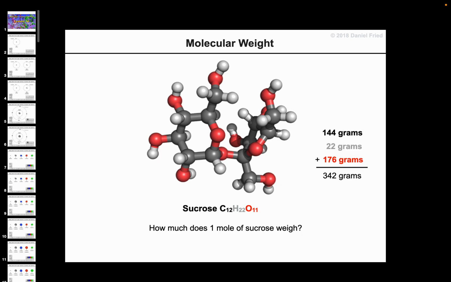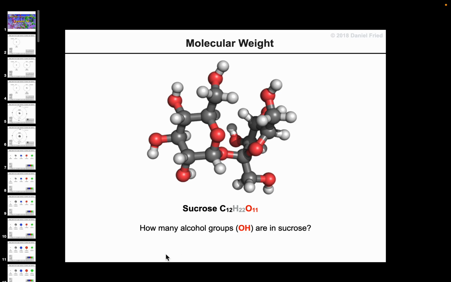Well, it's 144 grams of carbon plus 22 grams of hydrogen plus 176 grams of oxygen, which gives us 342 grams of sucrose per mole. That's actually a lot. That's nearly 0.3 kilos.